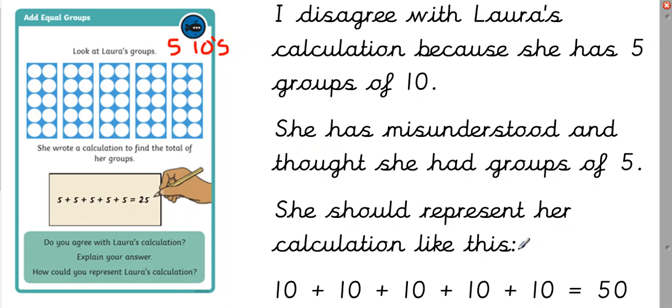So she should represent her calculation like this. So instead of 5 add 5 add 5 add 5 add 5, she should do 10 add 10 add 10 add 10 add 10, which is 50. Okay, if you've drawn it as well, that's absolutely fine. Well done.